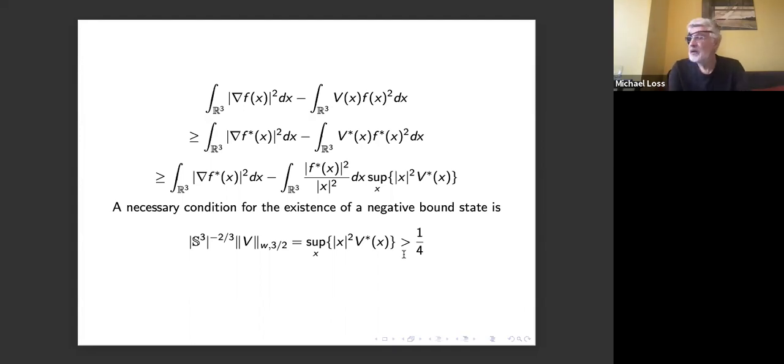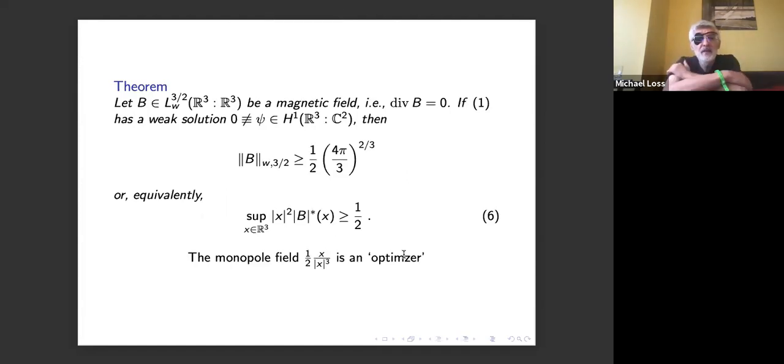Okay, so now we think there's a fair chance that we can get a similar fact also for the zero mode problem. And indeed, this is true. This is the theorem. Take B to be in L^{3/2} weak, a magnetic field, with divergence B equals 0. If one has a weak, non-zero solution, then necessarily the weak 3/2 norm must be bigger than this number. Or equivalently, the supremum over all x squared B star, so you take the modulus of B, you take its rearrangement, that's greater or equal to 1/2.